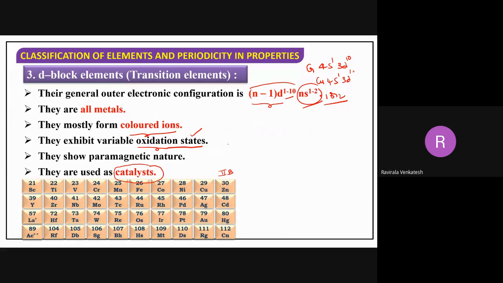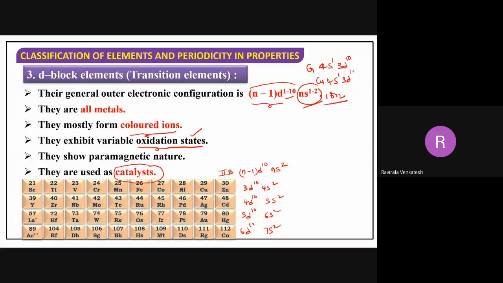So second B configuration, d10. 3d10 4s2. So they are having (n-1)d10 ns2 configuration, right? All are having. For example, this is having 3d10 4s2. This is having 4d10 5s2. This is having 5d10 6s2. Having what? 6d10 then 7s2, right?